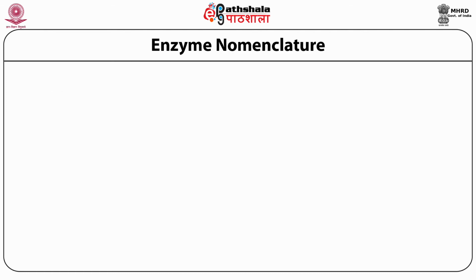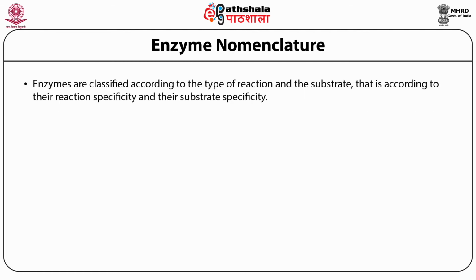The next is enzyme nomenclature. Enzymes are classified according to the type of reaction and the substrate, that is, according to their reaction specificity and their substrate specificity. Most enzyme names end in -ase. There are thousands of enzymes in nature and most of these exhibit absolute specificity.